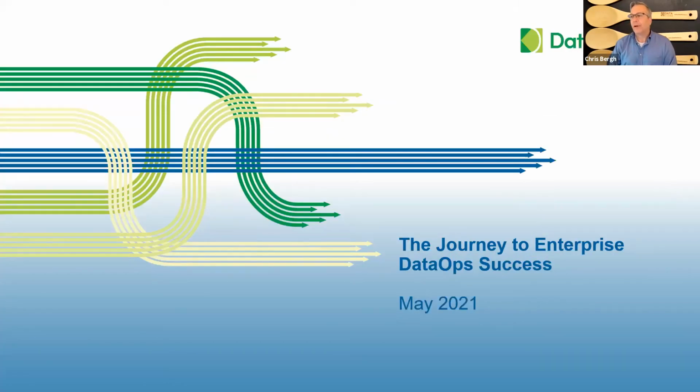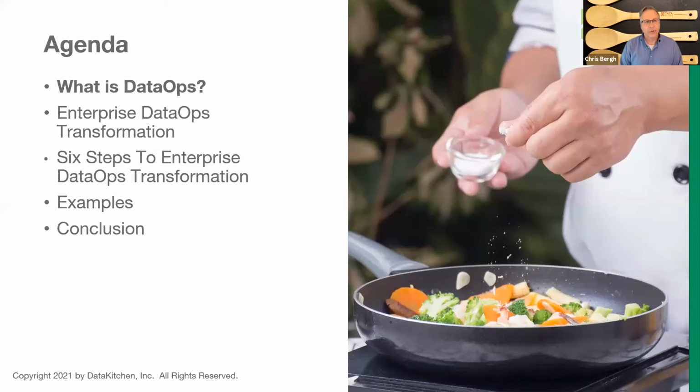So we're going to talk about this idea of DataOps and what the journey is to get there. To do that, we're going to talk through the idea of DataOps as a concept and enterprise DataOps transformation. We're going to give you 6 steps to enterprise DataOps transformation, and then talk through some examples of how other companies have done it.